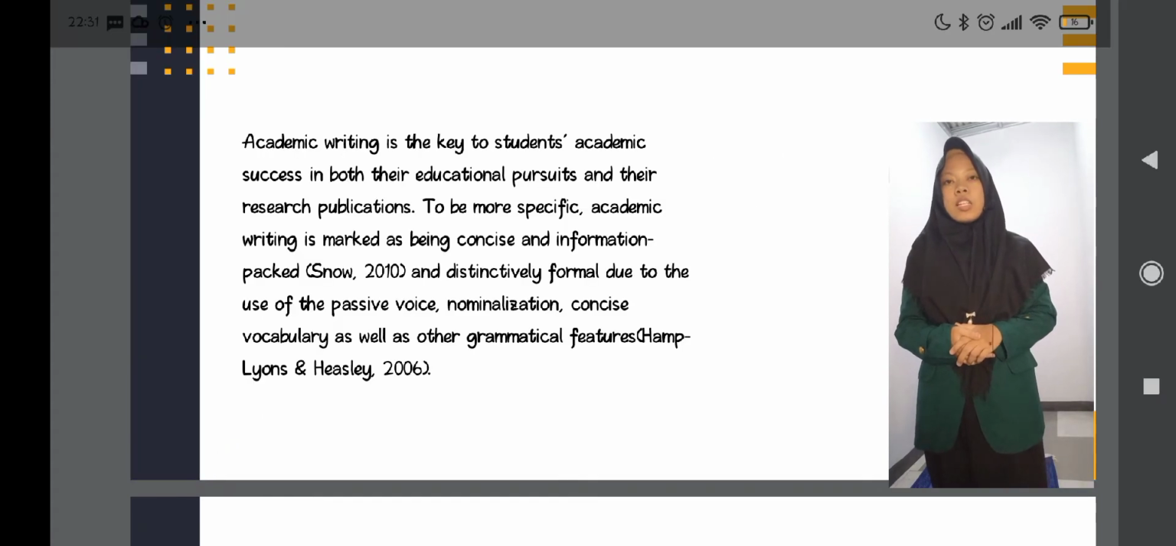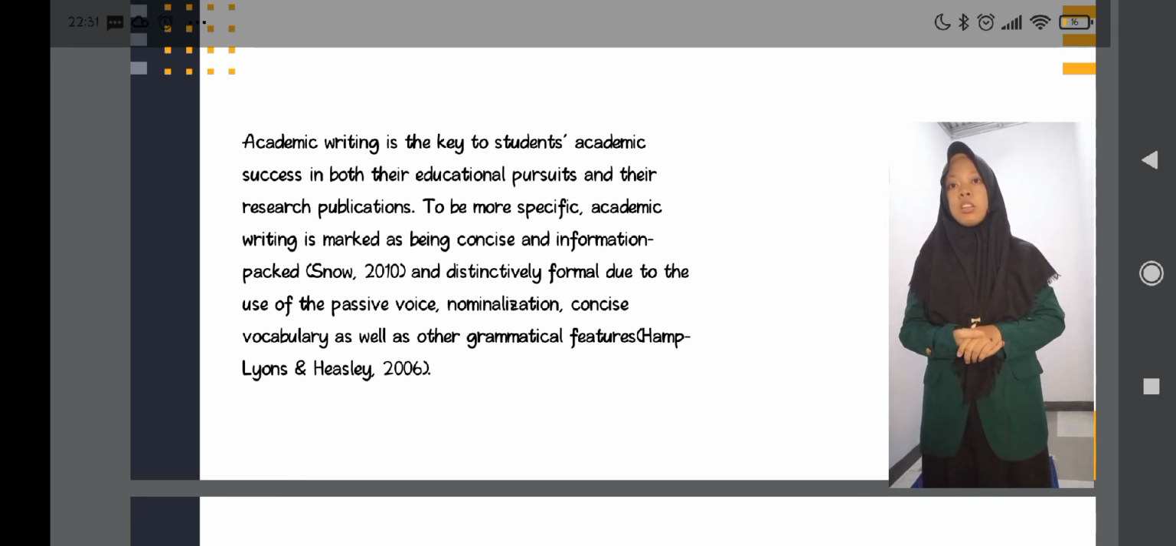Academic writing is key to student academic success in both their educational pursuits and their research publication. To be more specific, academic writing is marked as being concise and information-packed.